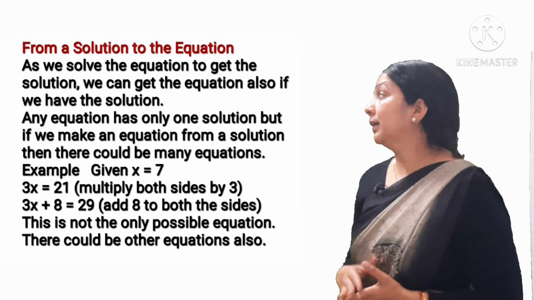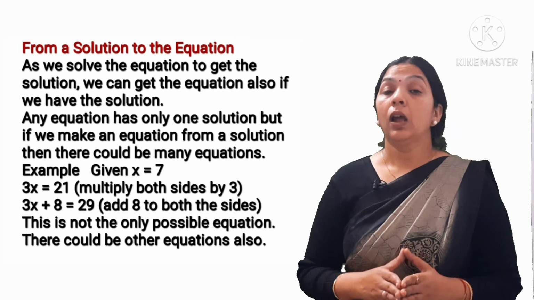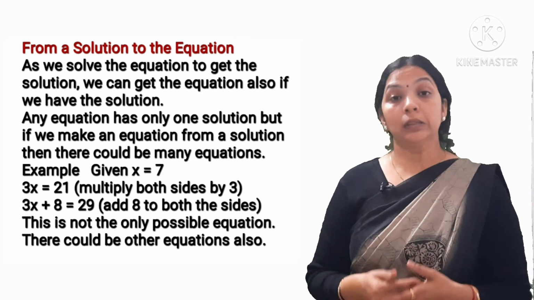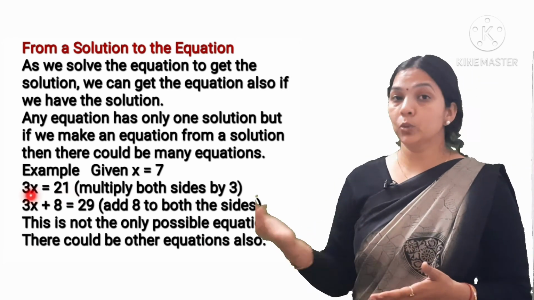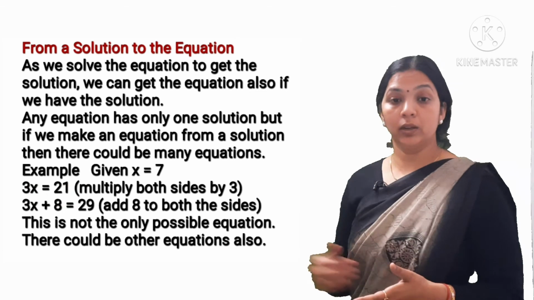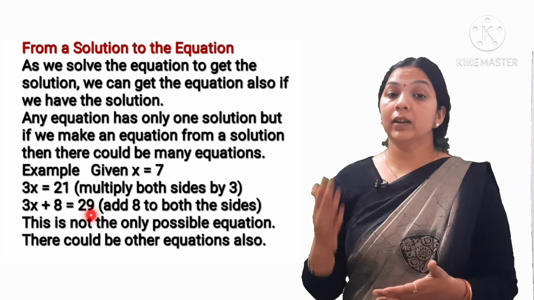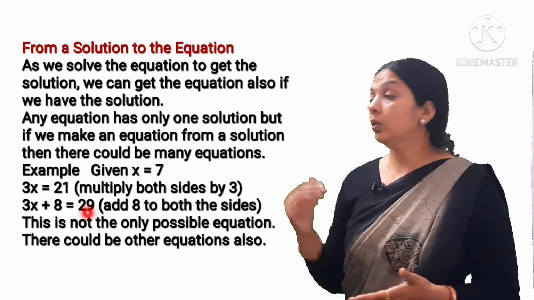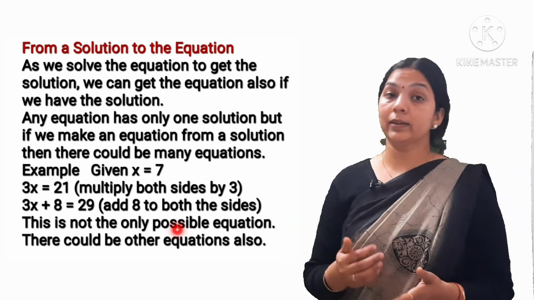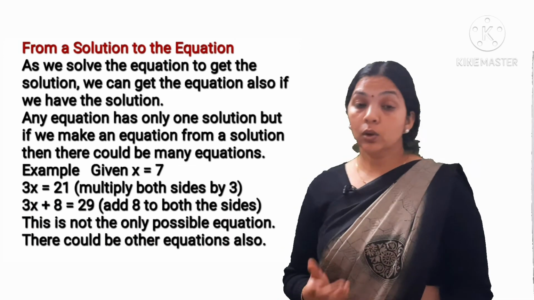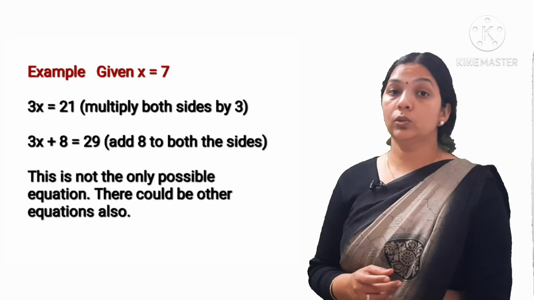For example, given that x is equal to 7. Now, here the solution is given to us that x is equal to 7. If we want to make an equation for this solution, we may say that thrice of x is 21. So 3x is equal to 21. Now we may say that thrice of x when added to 8 gives us 29. So that would be another equation, and both the equations have the same solution, that is x is equal to 7. So there are many possible equations for a given solution.